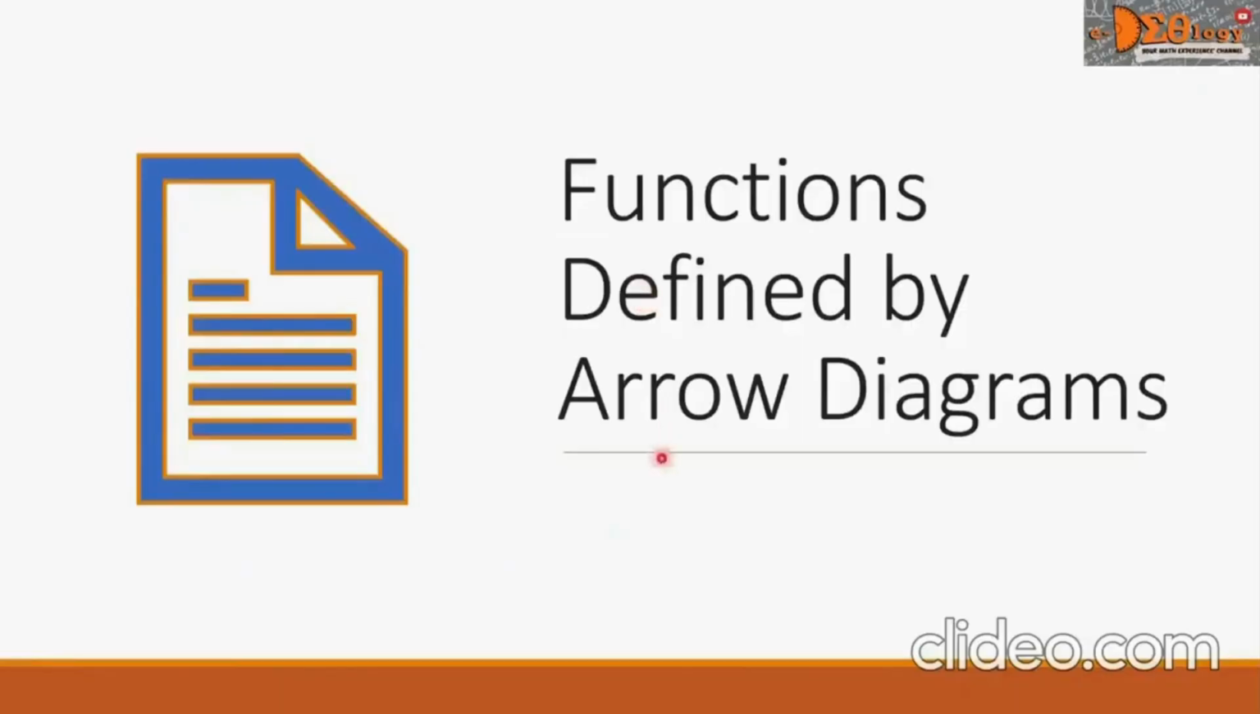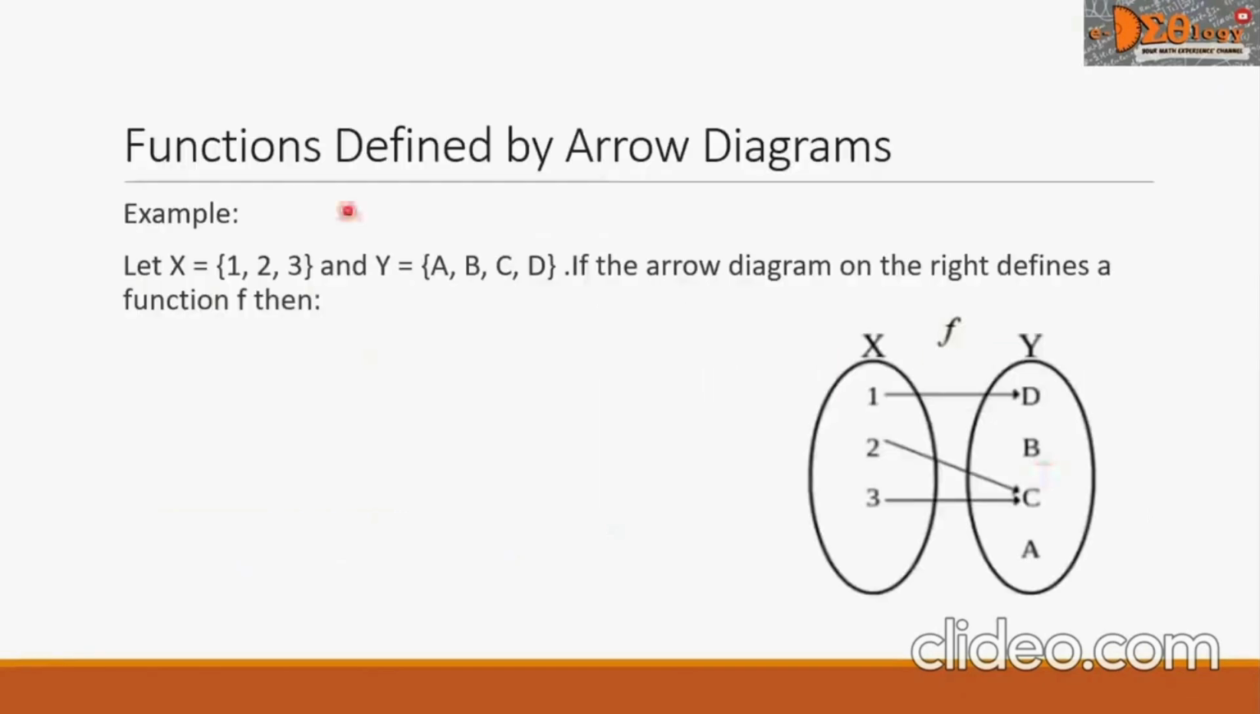Let's go now to functions defined by arrow diagrams. Let us have an example on how functions are defined by arrow diagrams. Let X equals {1, 2, 3} and Y equals the set {A, B, C, D}. If the arrow diagram on the right defines a function f, then let us answer some questions.